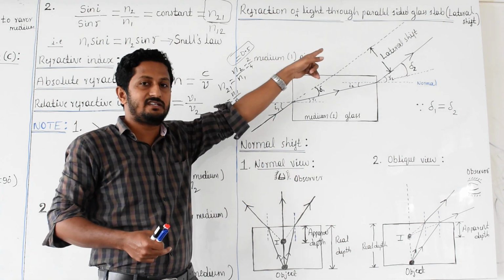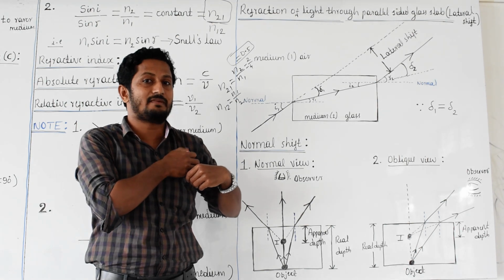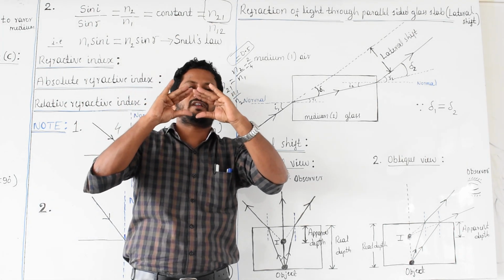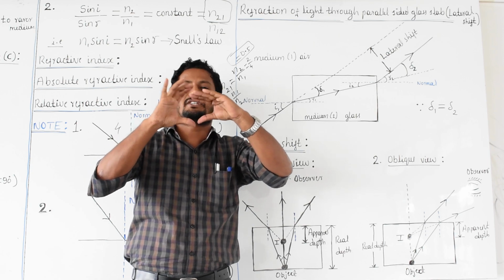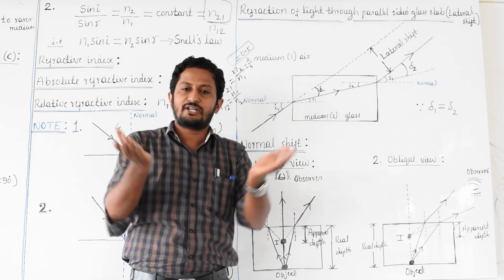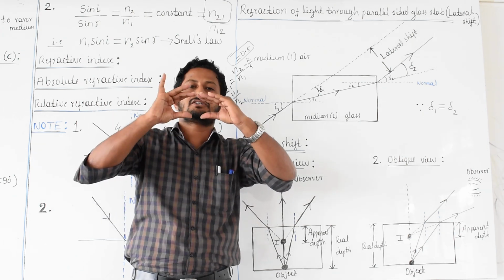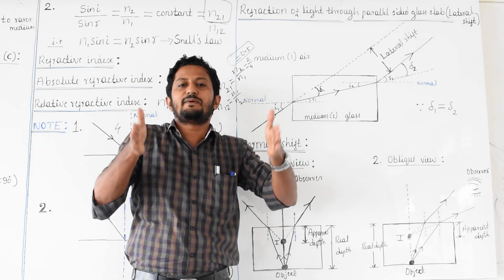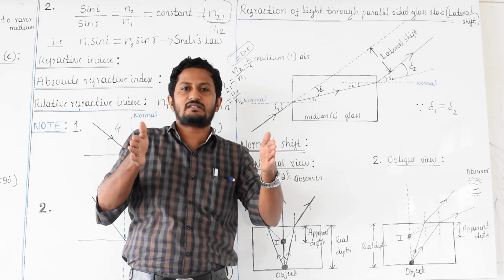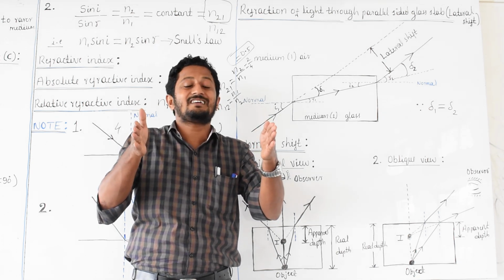Refraction of light through a parallel sided glass slab means what? You will be taking one glass slab, a rectangular shaped sheet. Rectangular shape means it has some parallel sides. Here one side is there, here one. These two are parallel sides. It looks like a rectangle.